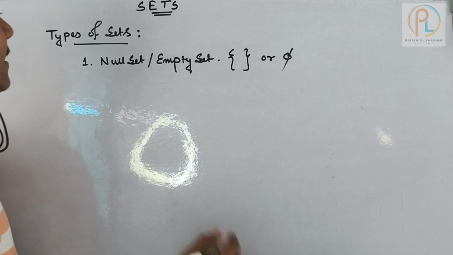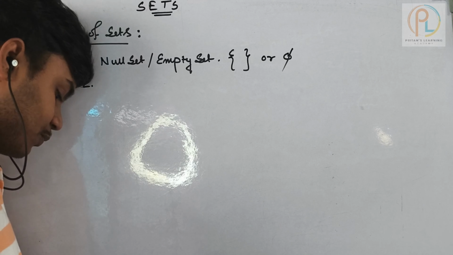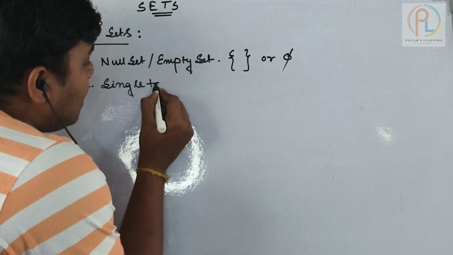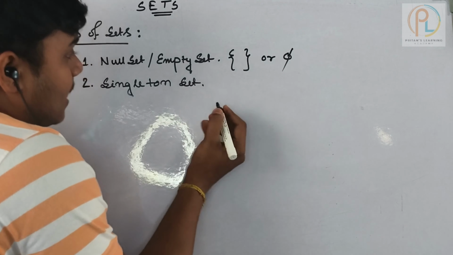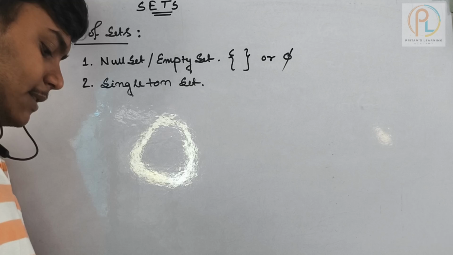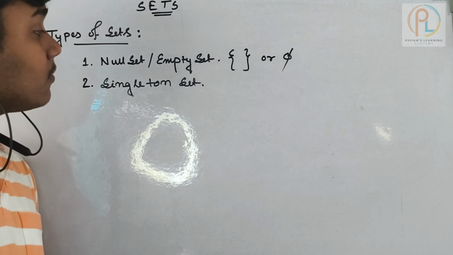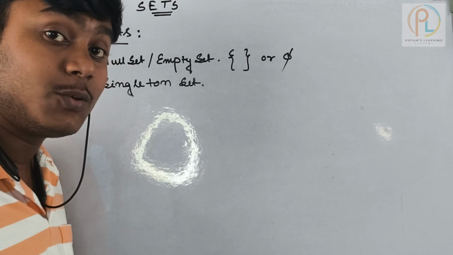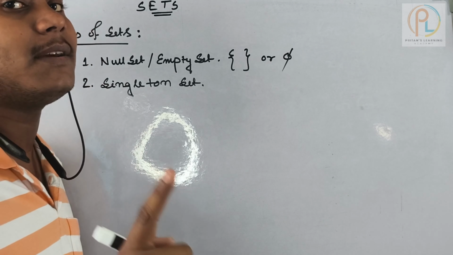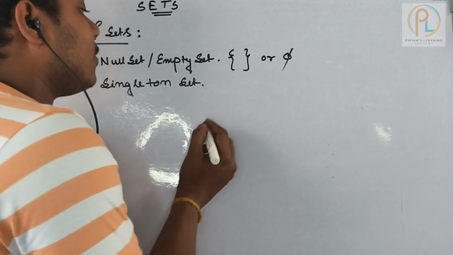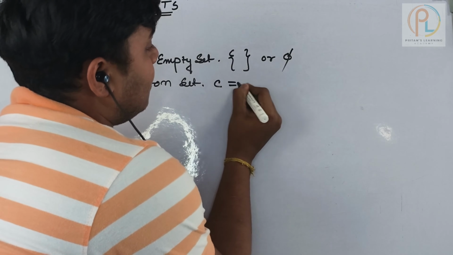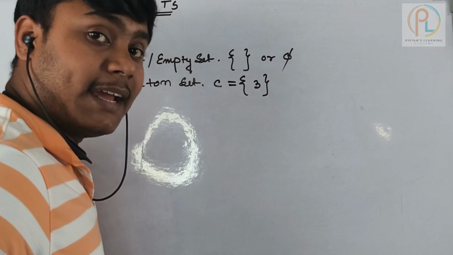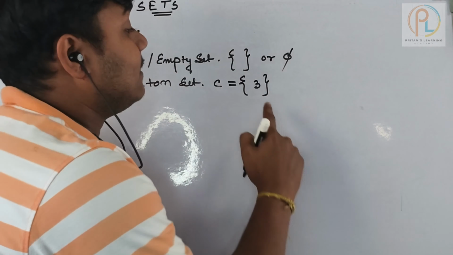Okay. Next, number 2, singleton set. So, what are singleton sets? The sets which contain exactly one element are called singleton sets. Let us consider a set C that has the element 3 in it. Therefore, C is called a singleton set. Here there is only one element in the set, that is 3.